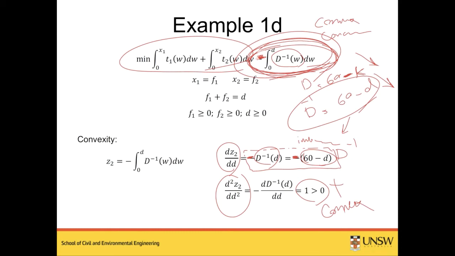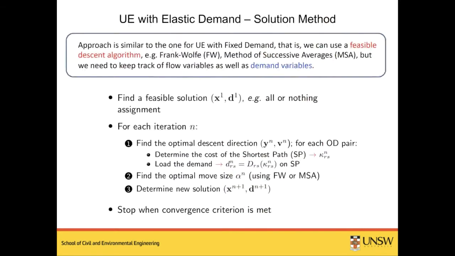If I didn't take into account this negative sign, then if I want to take the derivative, this would become minus 1, and it is negative. So this term without the negative sign would be strictly concave. But because it gets multiplied by that minus 1 next to it, it becomes strictly convex, as I said many, many times now. Okay, so let's actually move to the algorithm.